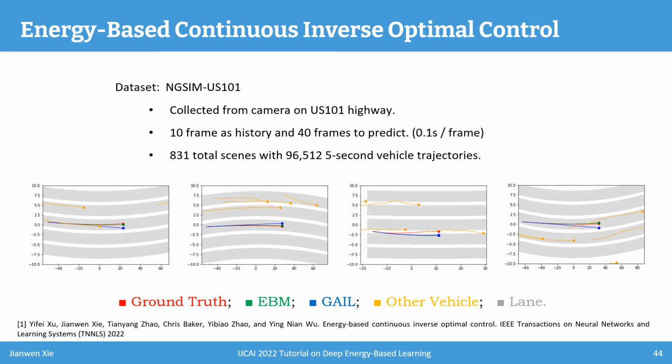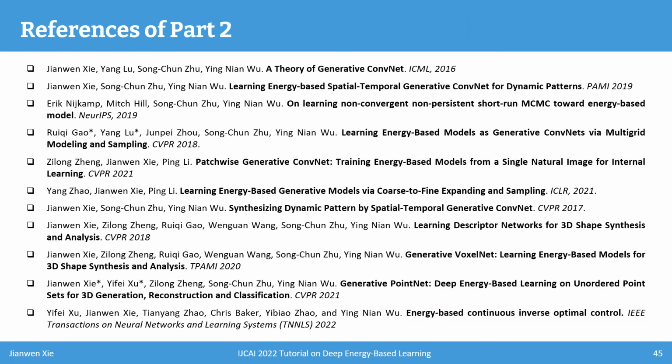Here are some example results of trajectory prediction. The red dot represents the ground truth trajectory, and the green dot and the blue dot represent the results obtained by EBM and GAIL, which is a GAN-based baseline. This is a list of references of Part 2.